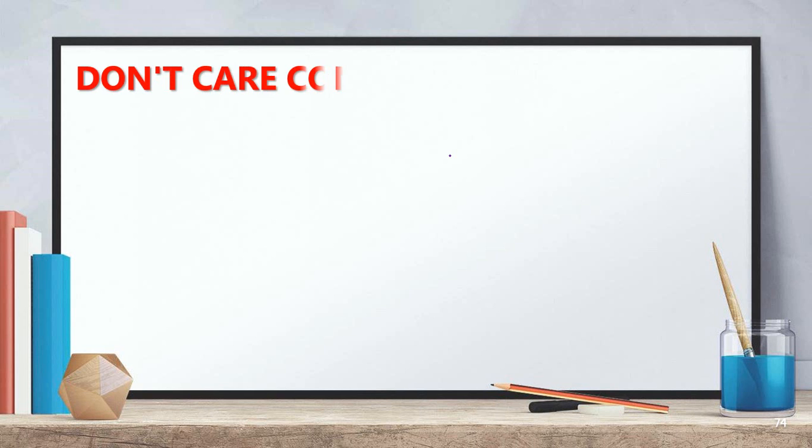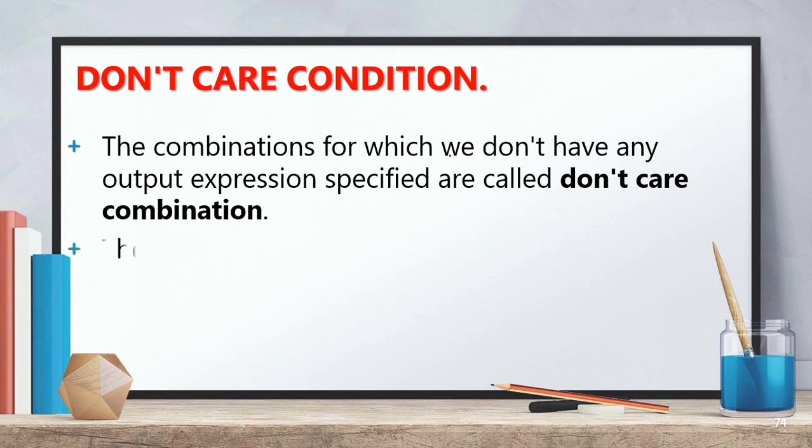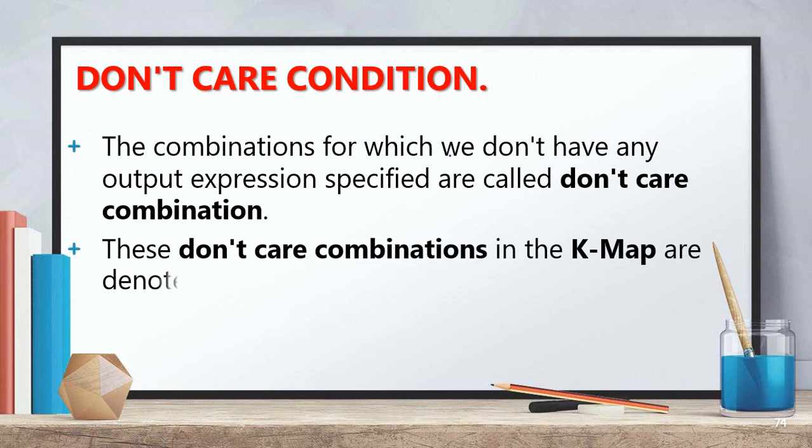Next section in the KMAP we can call don't care terms. What are these don't care terms or don't care conditions? It is an incompletely specified function. In some logic circuits, certain input conditions never occur, therefore the corresponding output never appears. In such cases, the output level is not defined. It can be either high or low.